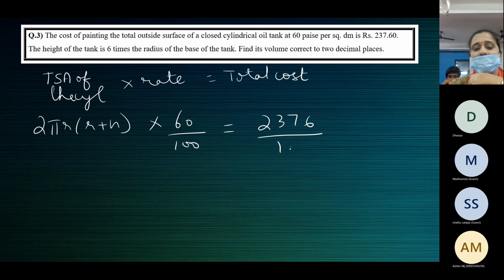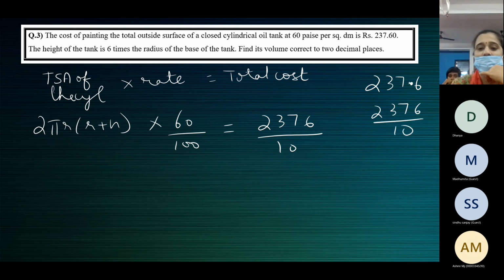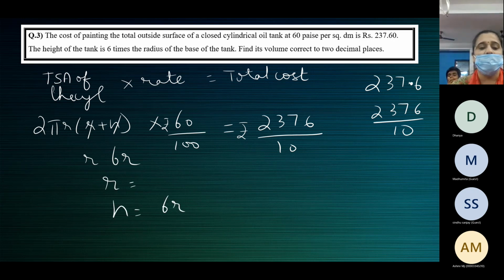So you can just write it by 10. 237.6, you can ignore the 0. To convert this to a fraction, 2376 by 10. This is in rupees. This is also in rupees now. And what is R? R is R only. What is H? 6 times R. Just have to substitute all this and you will find the value of R. Once you find R, H is equal to 6 times R.